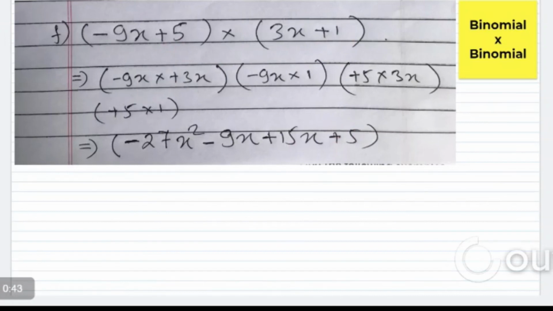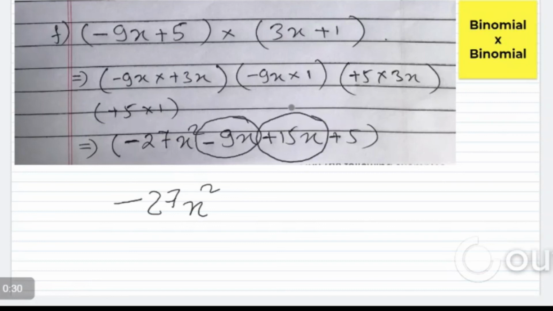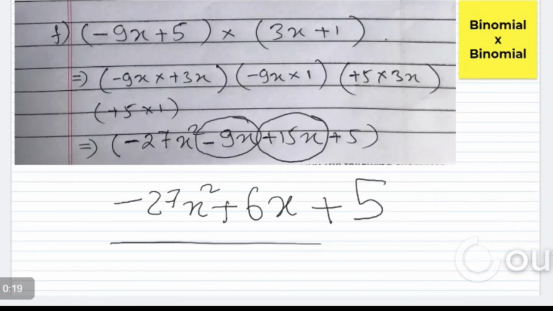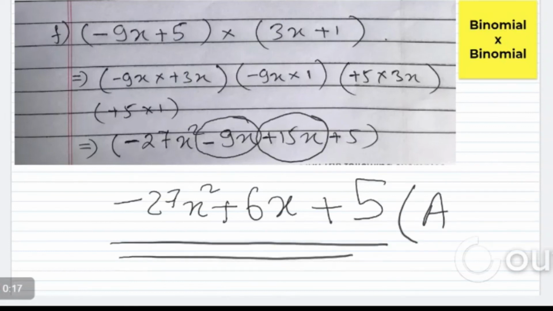So now I will finish it up. If you can see here, I will do this remaining portion. So minus 27x square is given as it is. So here I have got minus 9x and plus 15x. So 15 is greater than 9, so I'll put plus 9, 10, 11, 12, 13, 14, 15. So here is 6x plus 5. This is your answer. This is your answer for binomial to binomial. So this similar type of questions, please try it.